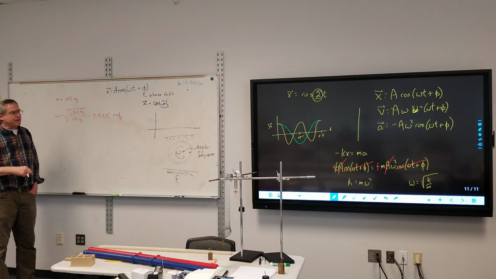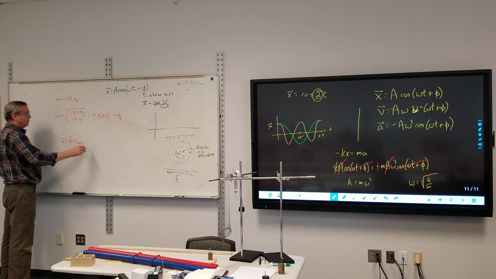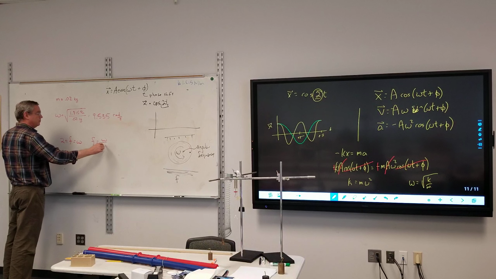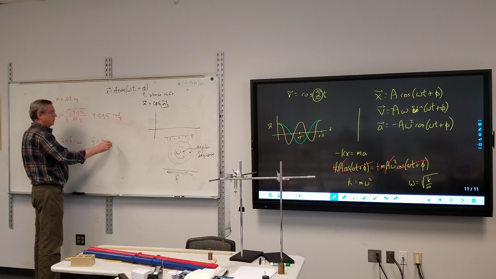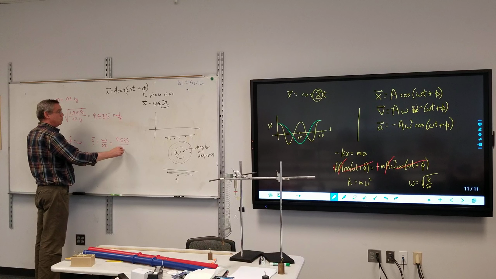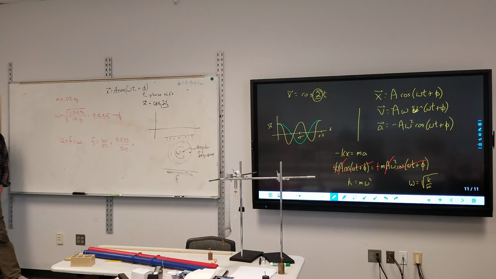So I would expect, given this, that my frequency, well, I know 2 pi times the frequency is equal to omega. So my frequency would be omega divided by 2 pi, which is 9.535 divided by 2 pi. So we're at 1.5.